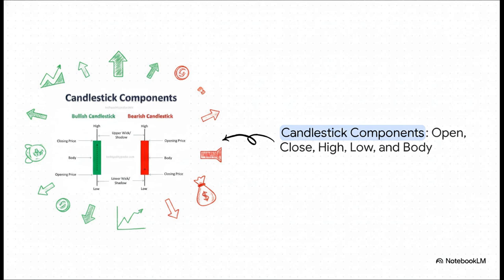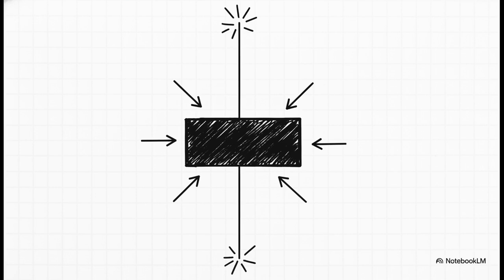Now, what's really interesting about this slide is how instantly the colors reveal the victor of that particular session. A green, or bullish candlestick, means the closing price was higher than the opening price. Basically, the buyers won this round. On the flip side, a red, or bearish candlestick means the closing price was lower than the open, telling us the sellers completely dominated.